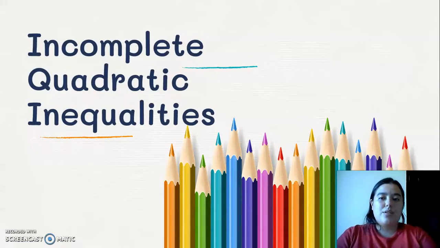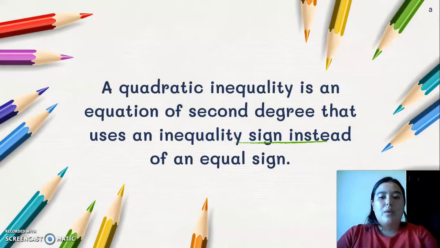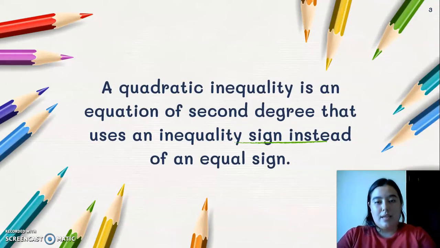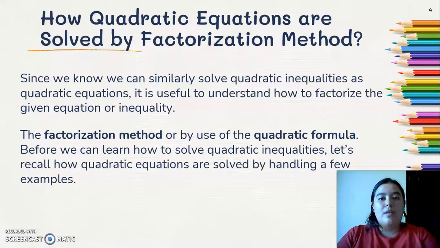And this week we are going to learn about incomplete quadratic inequalities. So a quadratic inequality is an equation of second degree that uses an inequality sign instead of an equal sign, okay? So how are quadratic equations solved by the factorization method? Since we know we can similarly solve quadratic inequalities as quadratic equations, it is useful to understand how to factorize the given equation or inequality. The factorization method or by use of the quadratic formula.